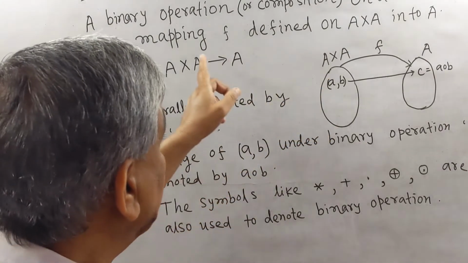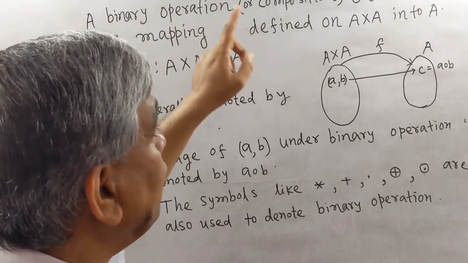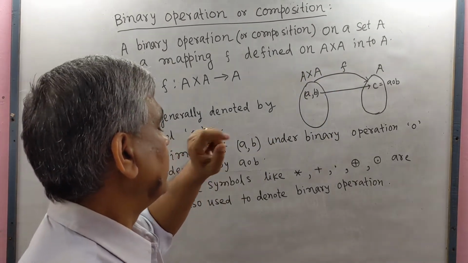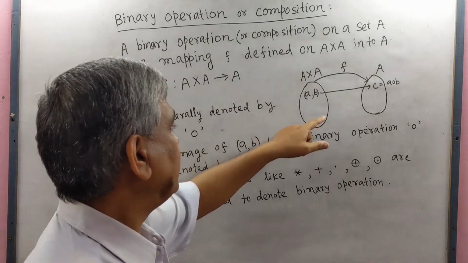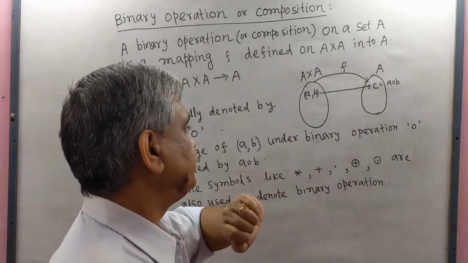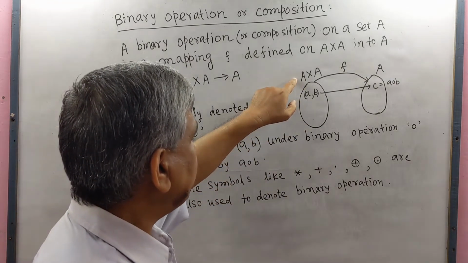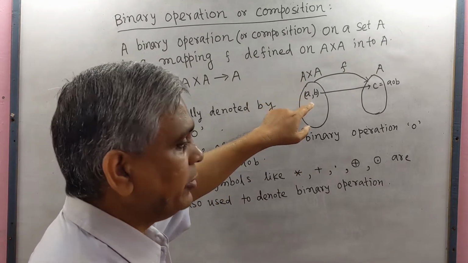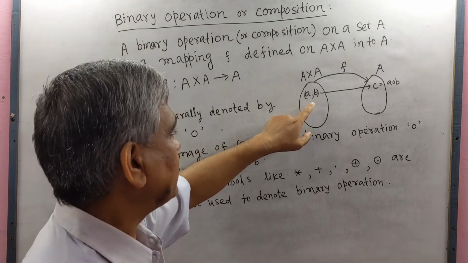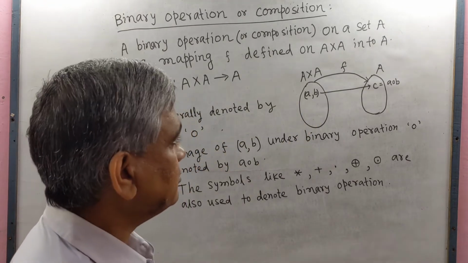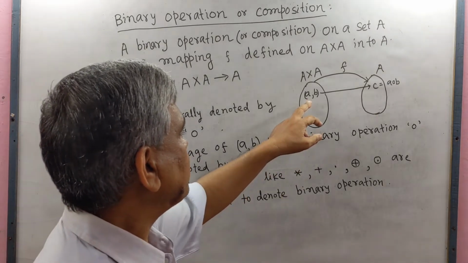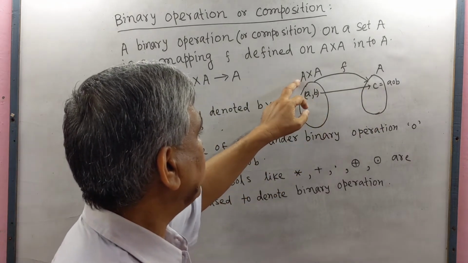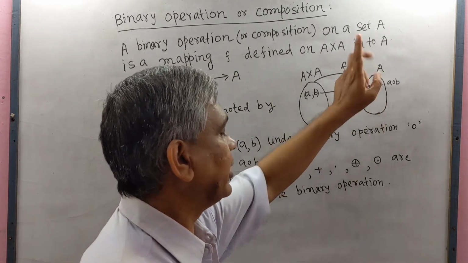Here we say that binary composition on a set A is one in which the domain is A cross A and codomain is A. Here we see that the domain is A cross A, so an element of A cross A will be an ordered pair such as (A, B), and its image will be C. Both A and B belong to A. Also C belongs to A.